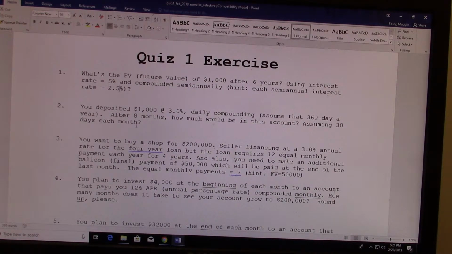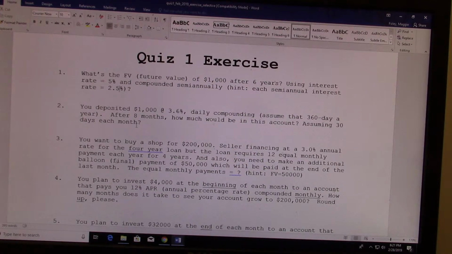The third one: you want to buy a shop for $200,000. Seller financing at a 3% annual rate for a 4-year loan, but the loan requires 12 equal monthly payments each year for 4 years. Also, you need to make an additional balloon payment of $50,000, which will be paid at the end of the last month. How much is the equal monthly payment?